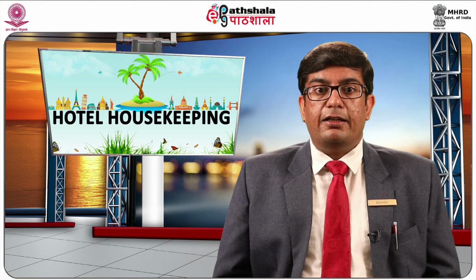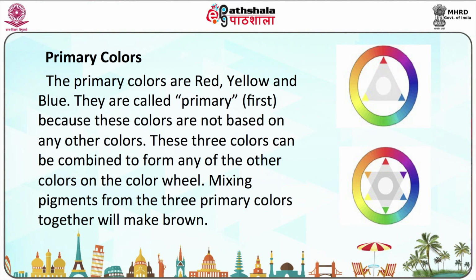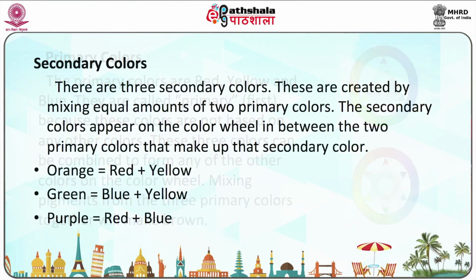The color wheel includes primary colors and the primary colors are red, yellow and blue. They are called primary because these colors are not based on any other colors. These three colors can be combined to form any other colors on the color wheel. Mixing pigments from the three primary colors will lead to various colors, say brown.